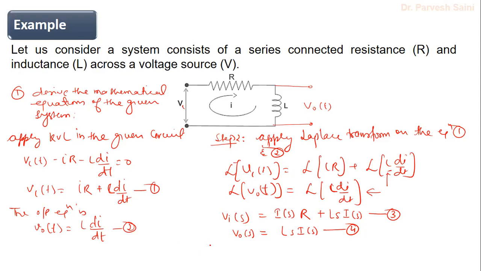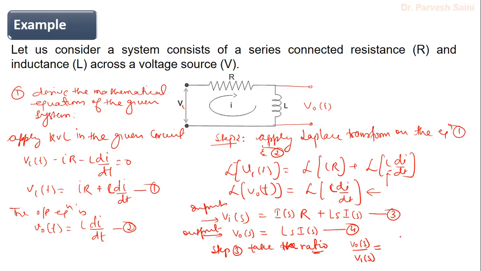So step 3 is, here we know that this is the input and this is the output, right? So now we can simply come to last step and we can say that this is step 3. Take the ratio. So the ratio is V naught S by VIS. We have to take the ratio of input and output. Means we have to take the ratio of, as per the definition of transfer function, which is ratio of Laplace of output to the Laplace of input, right?